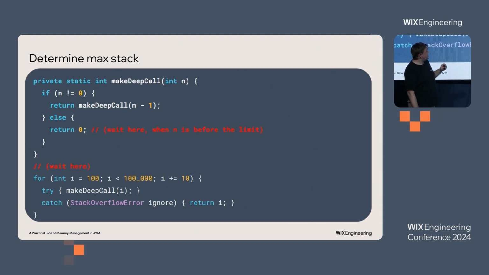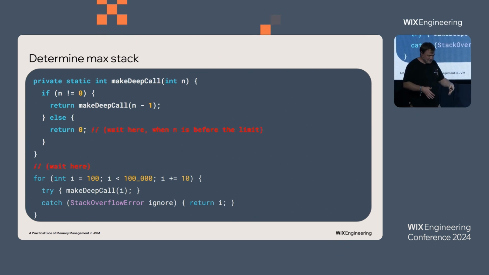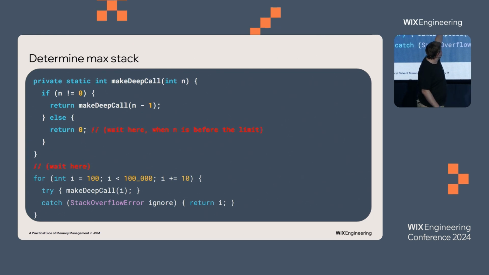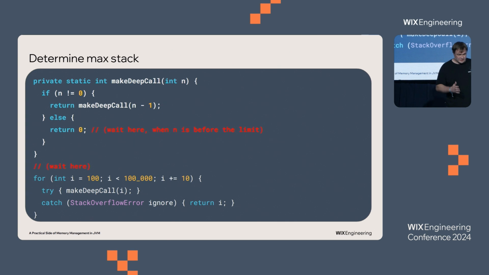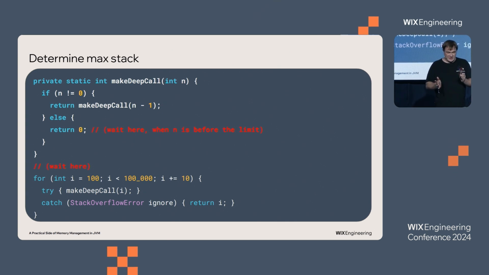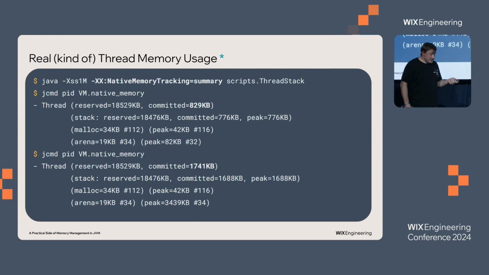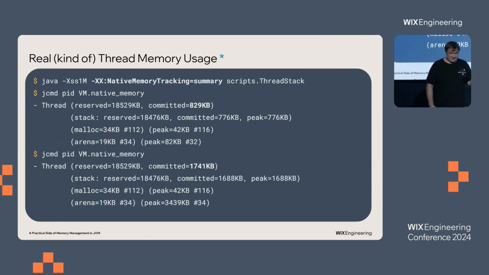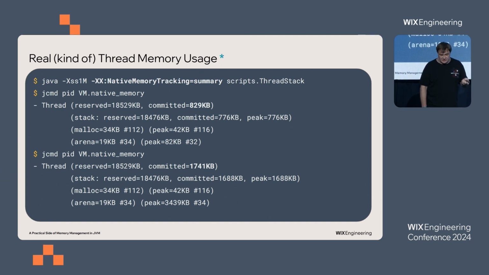And if we implement some kind of wait before we go into the depth, and then here when we actually reached the depth, we will be able to see how much memory we allocate for the thread before and how much after. For that, you need to enable native memory tracking with the command line option.